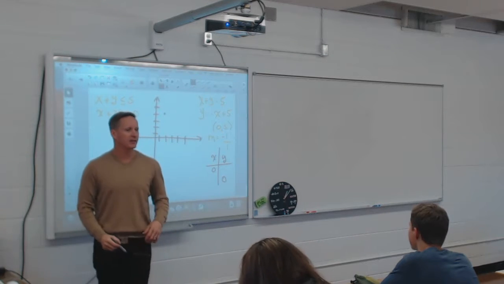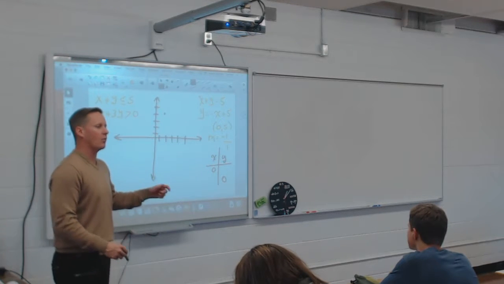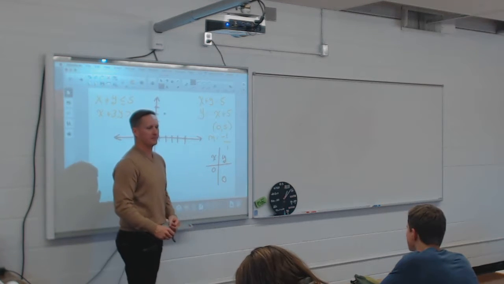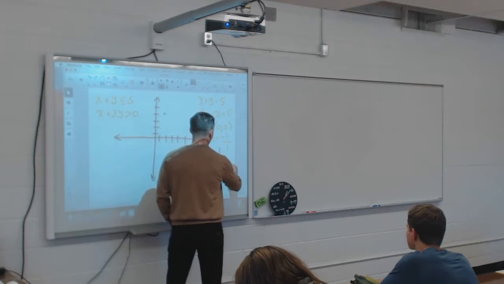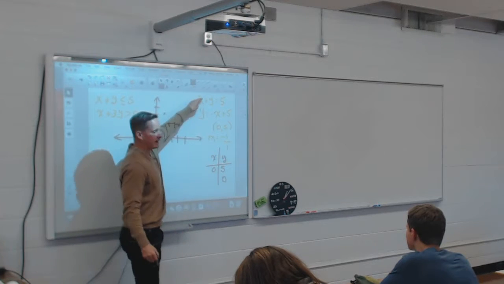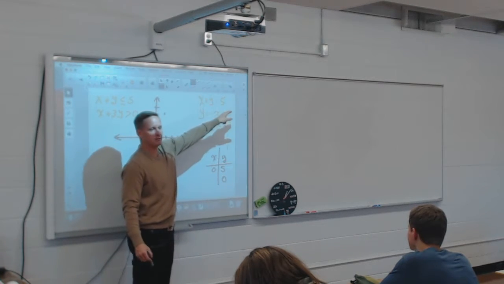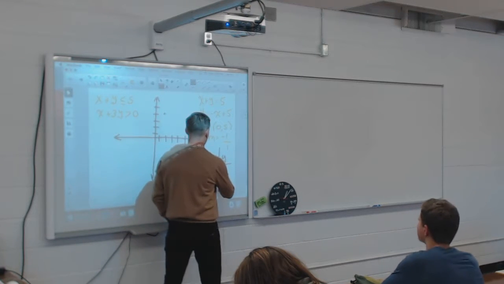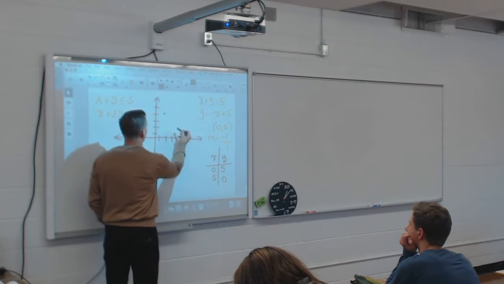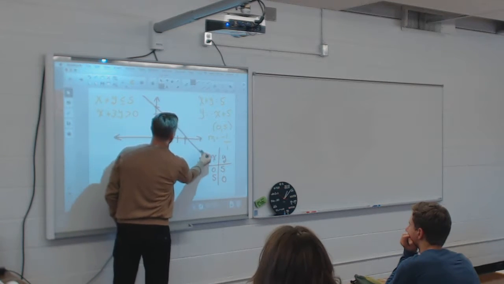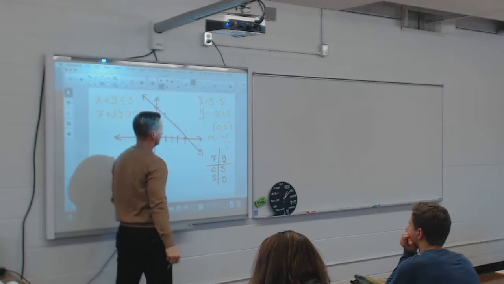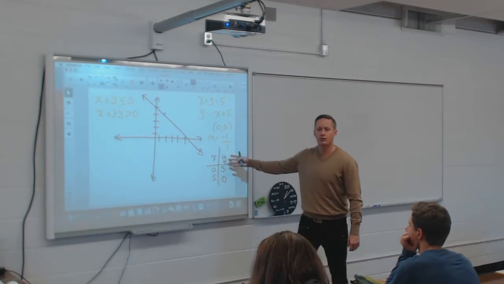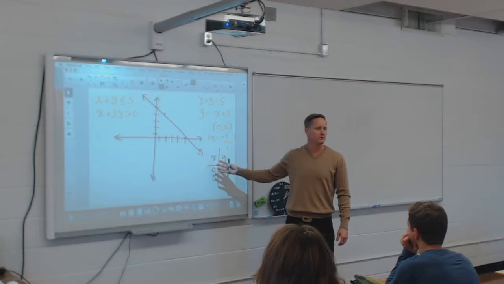Put 0 in for x, solve for y. Put 0 in for y and solve for x. In this case, what's the value for both of them? I put 0 in for x, y is equal to 5. I put 0 in for y, what is x equal to? 5. So I have my two coordinates. I draw my line through those two coordinates. It's a solid line because it's equals to.